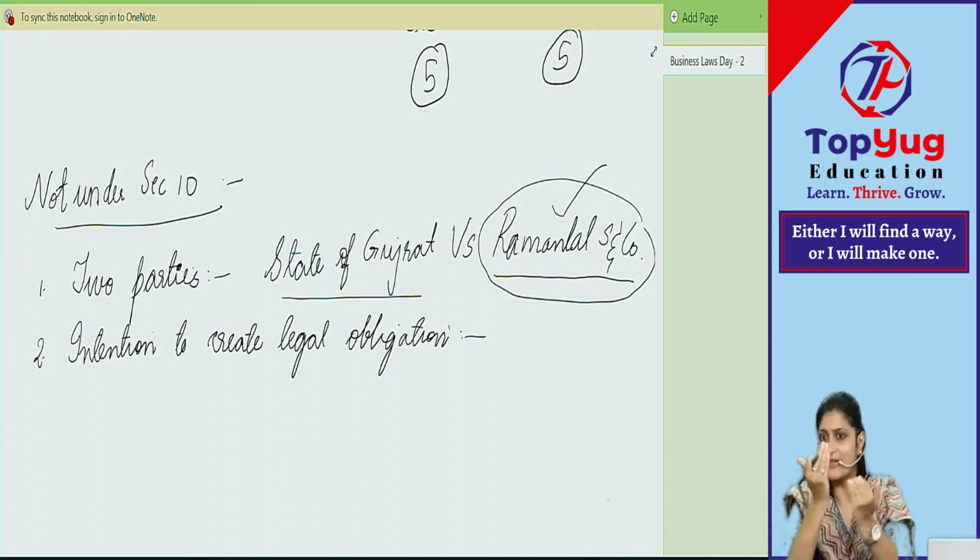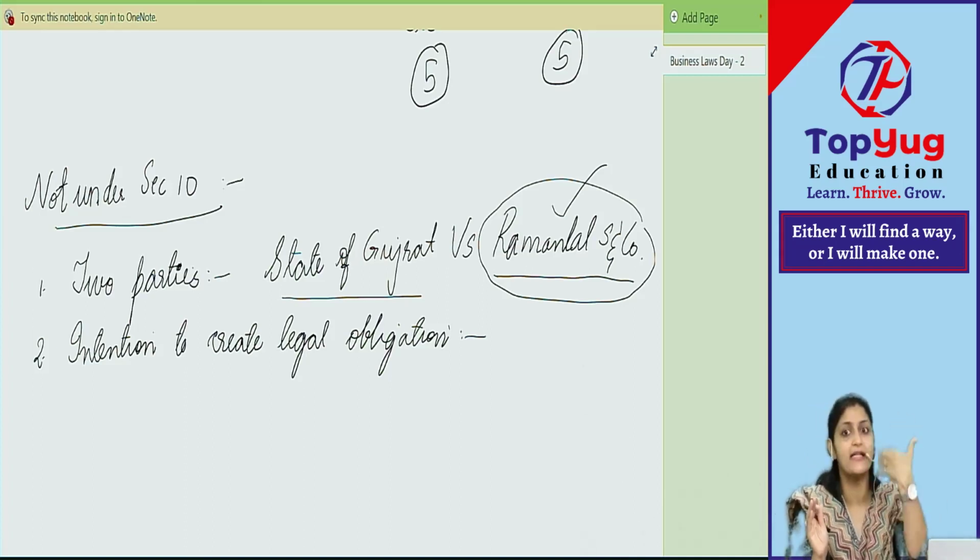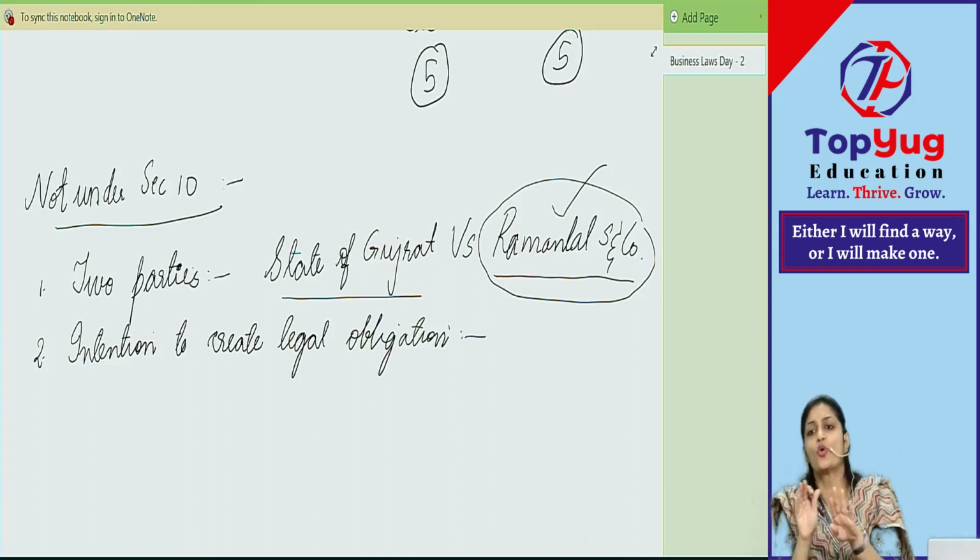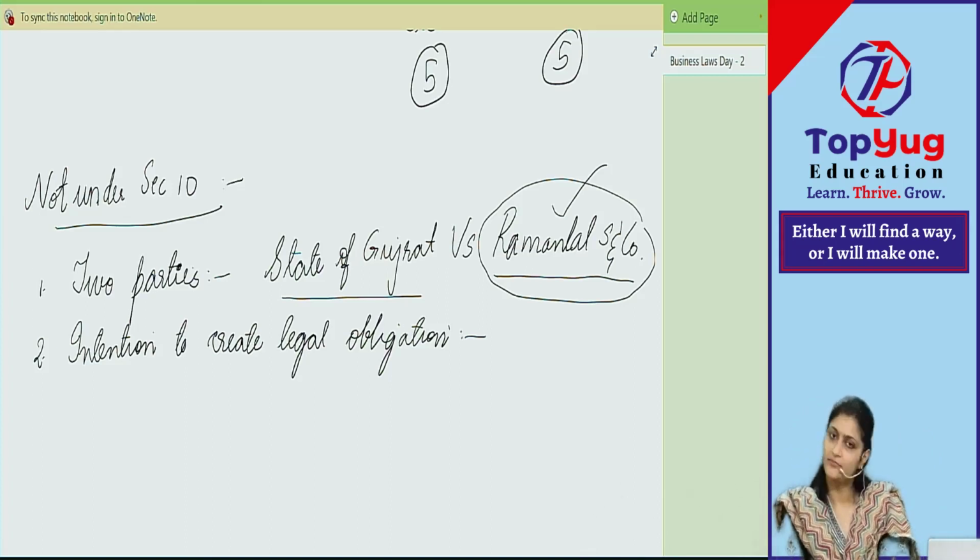So both the parties, are they having any intention to create a legal relationship here? No, it is just a social relationship. Yes or no? That is the reason it is not a contract. Why? Because the intention behind the proposal, the intention behind the acceptance is not to create any legal relationship. Therefore, no contract. Got this point clear?